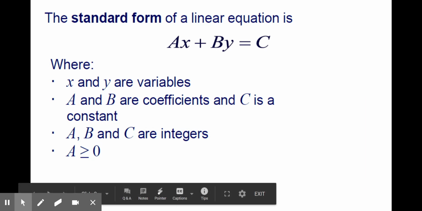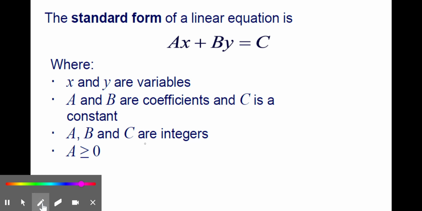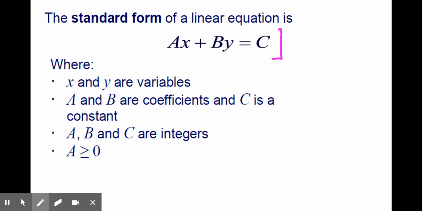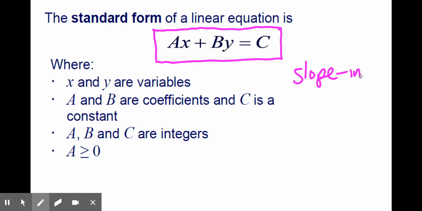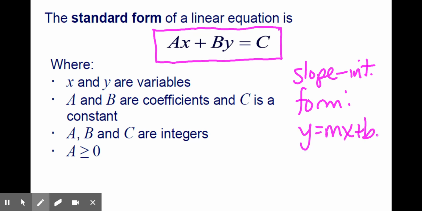So the first thing that we're going to talk about here is actually standard form. What is standard form? So the standard form of a linear equation is this: ax plus by equals c. Okay, so we already have some other forms that we know, right? We know slope-intercept form, right? Everybody knows that one. It's y equals mx plus b. Okay, so this is a different way to write the form of a line. Ax plus by equals c.